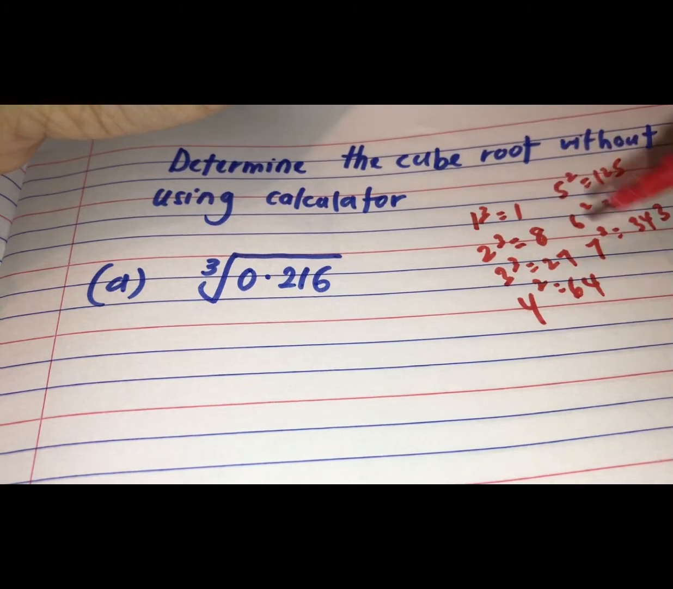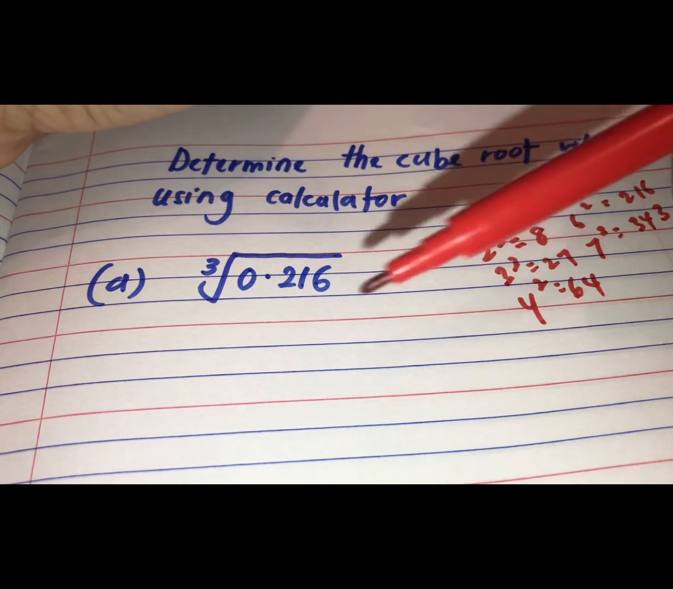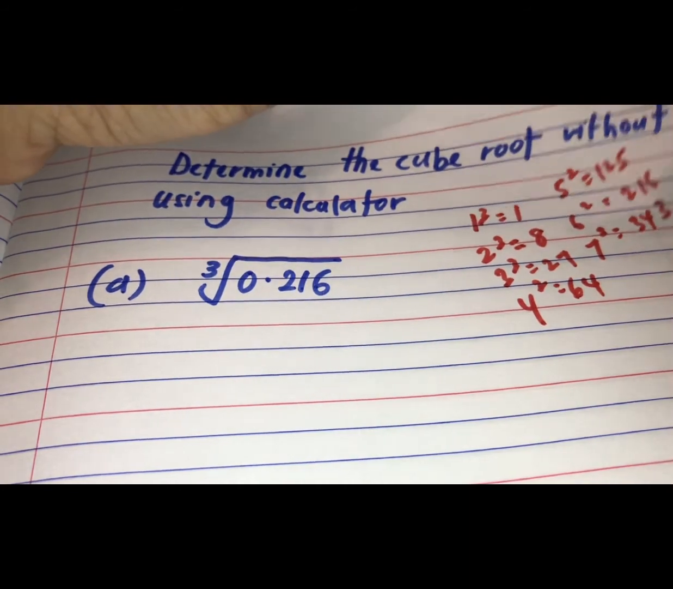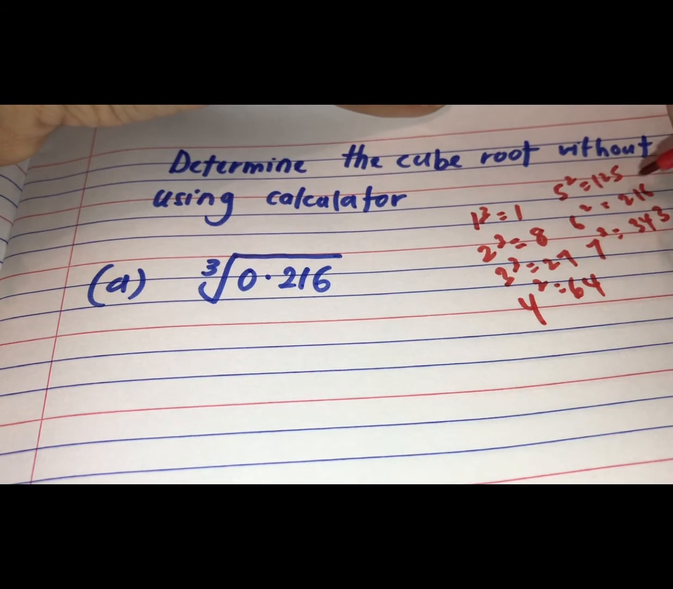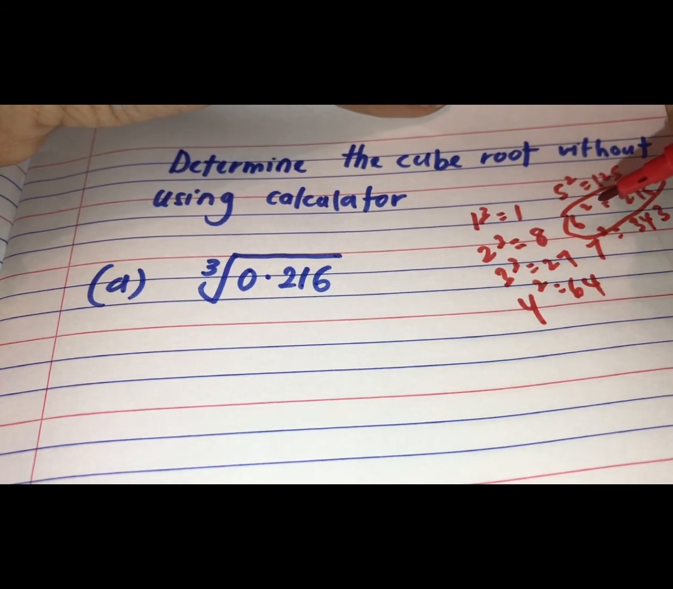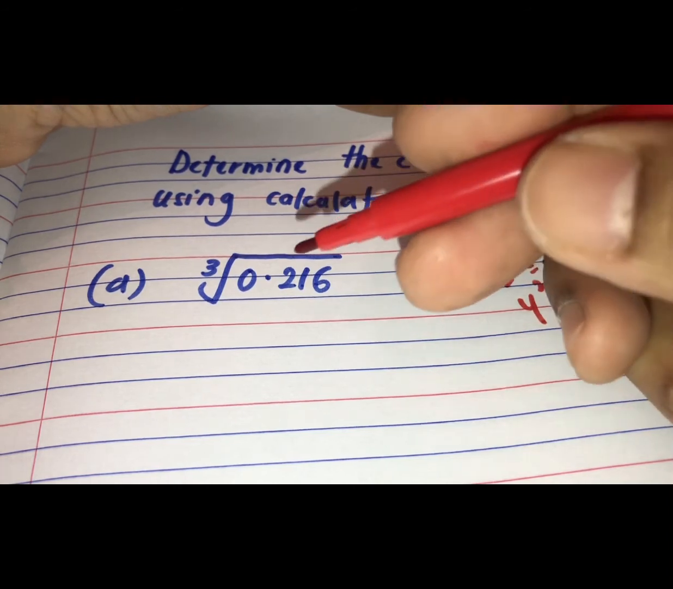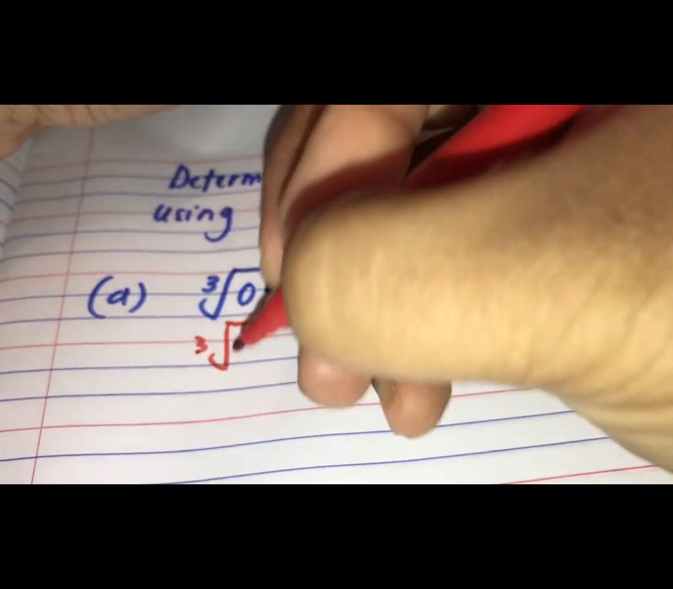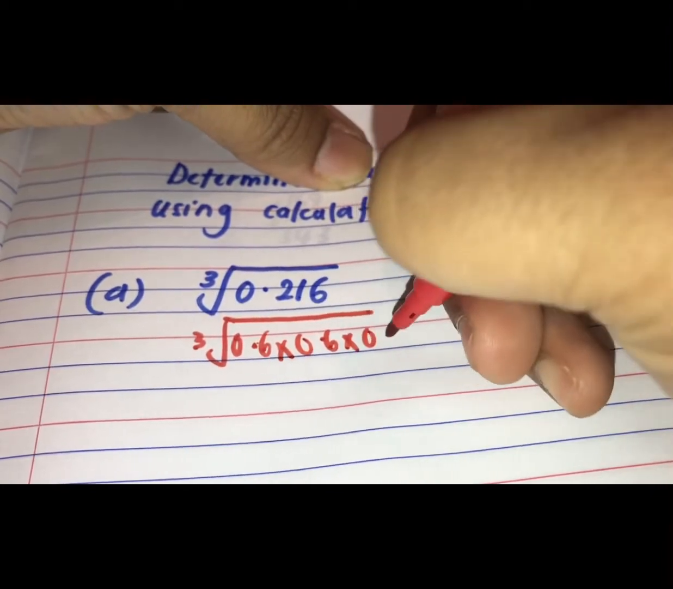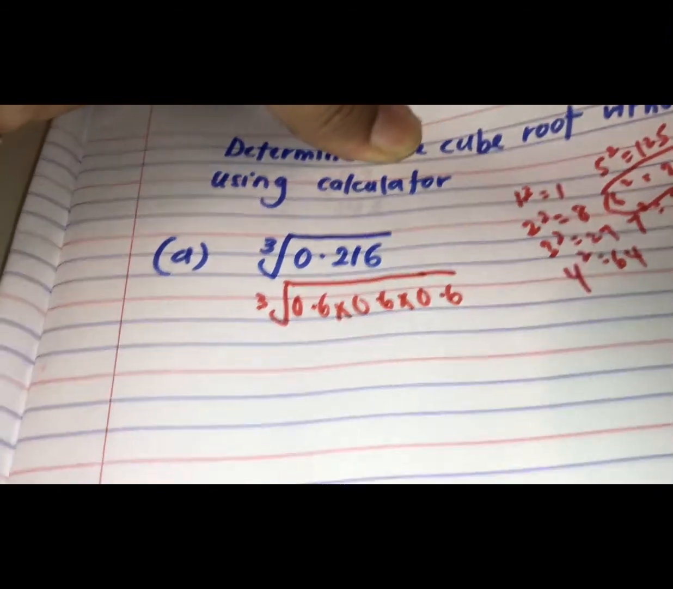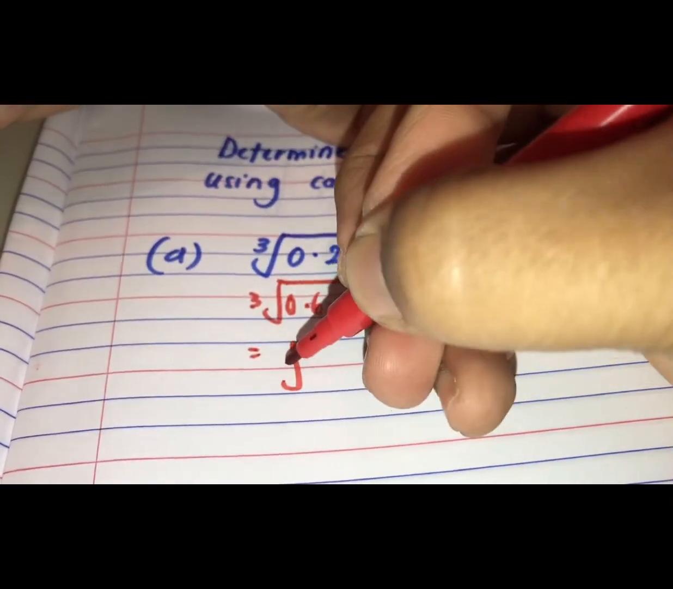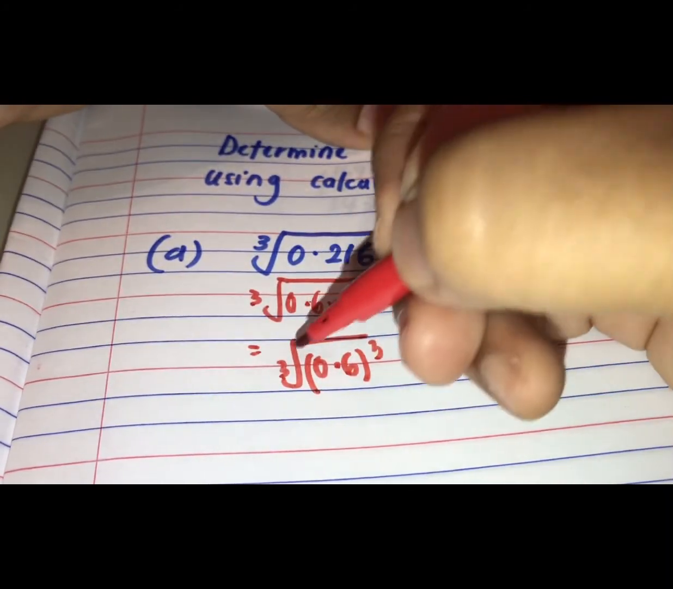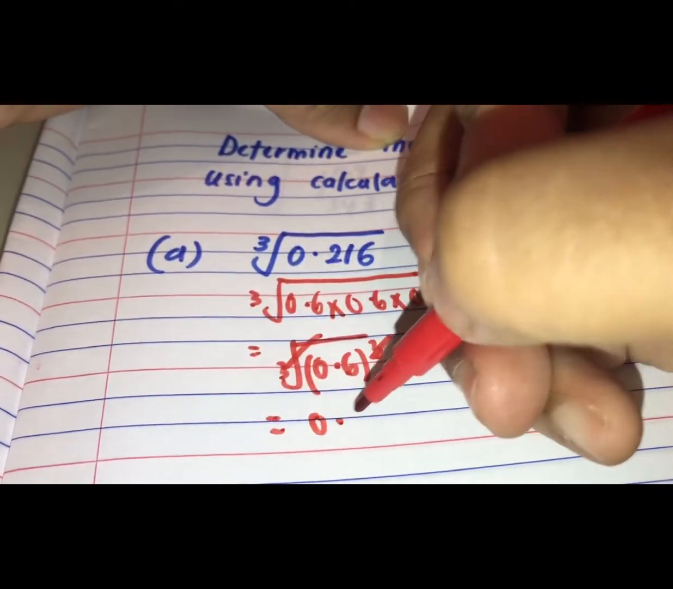If you memorize the perfect cubes, it is easy to solve a question like this one, without using a calculator: 0.216. Find the value of the perfect cube of 216. That means 6, because 6 times 6 times 6 is 216. But here we have 0.216, so the cube root of 0.6 times 0.6 times 0.6, which is the cube root of 0.6 cubed. Remember, cube root and cube, you can cancel. So the answer is just 0.6.